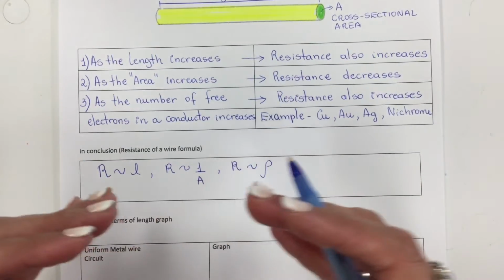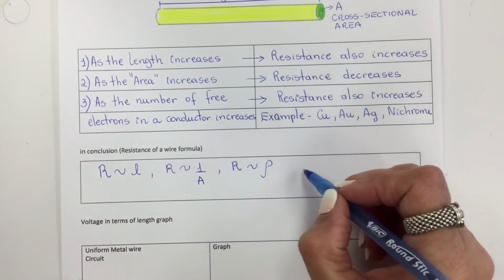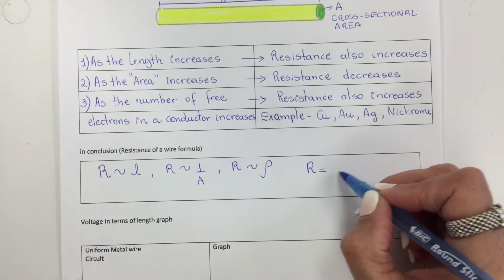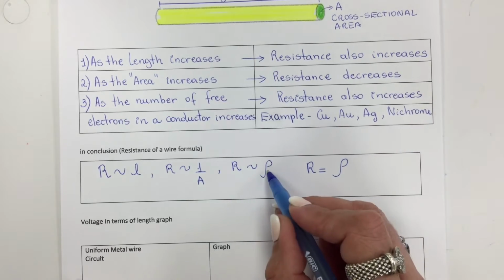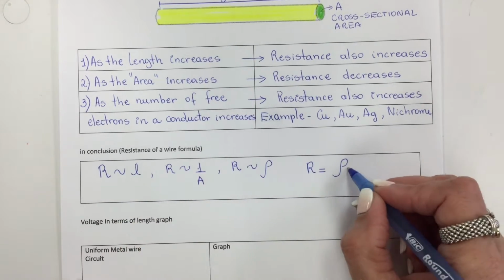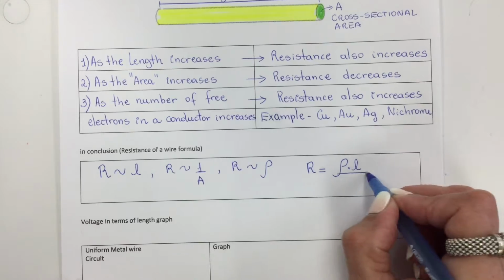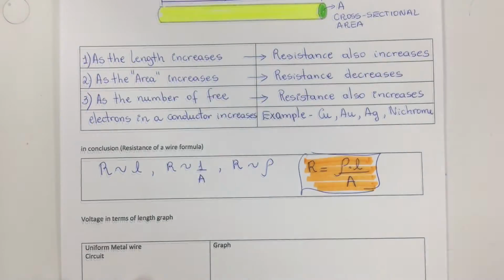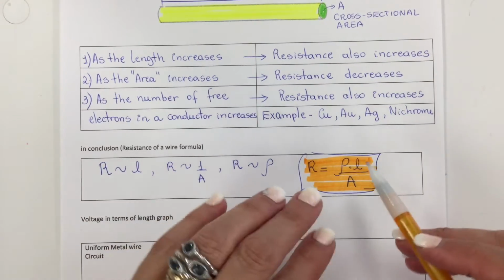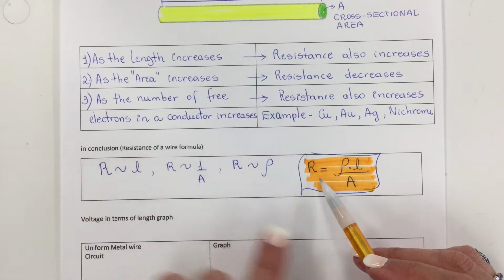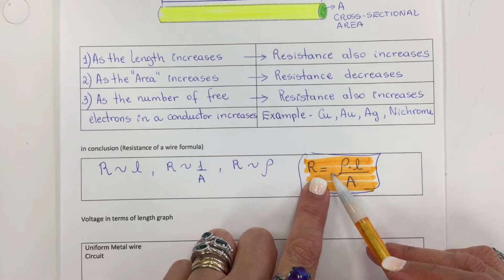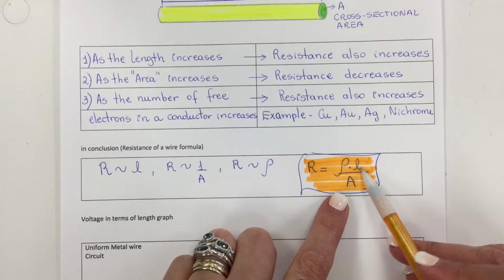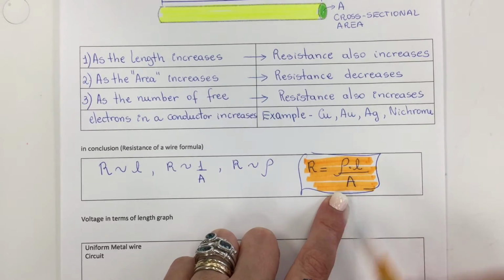Combining all these three variables together, we can state the resistance of a wire is equal to the product of resistivity with length over cross-sectional area. So the resistance of a wire formula is equal to resistivity, the product of resistivity with length, over cross-sectional area.